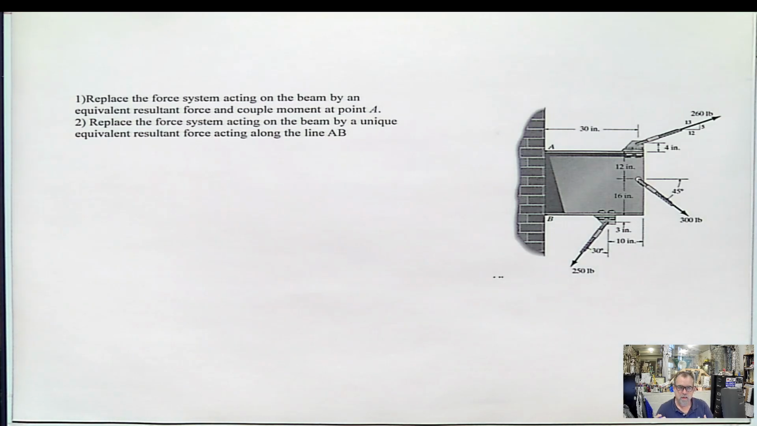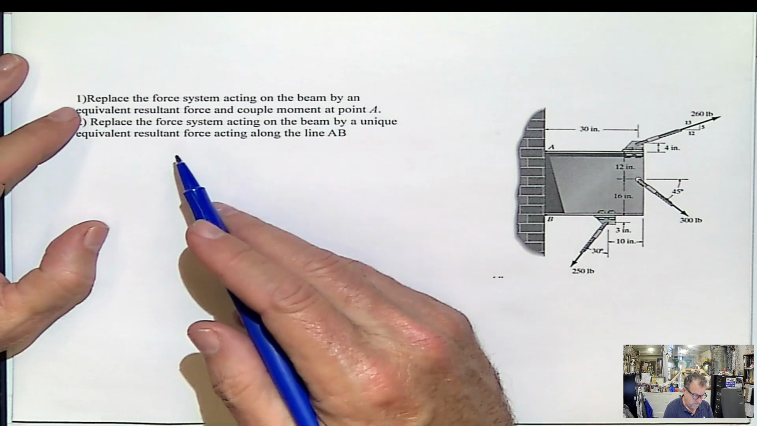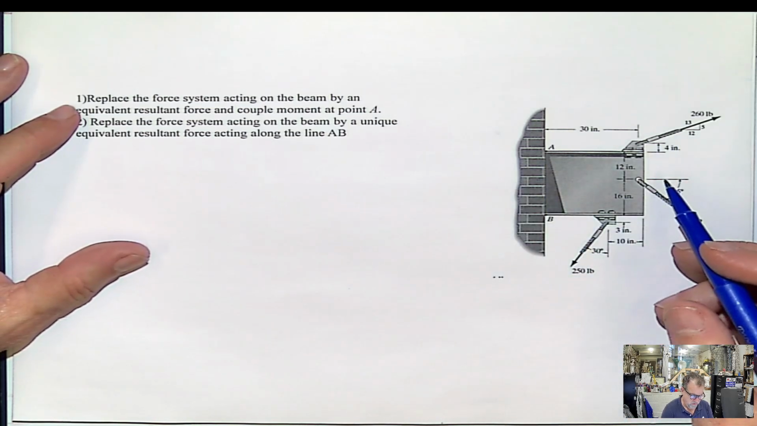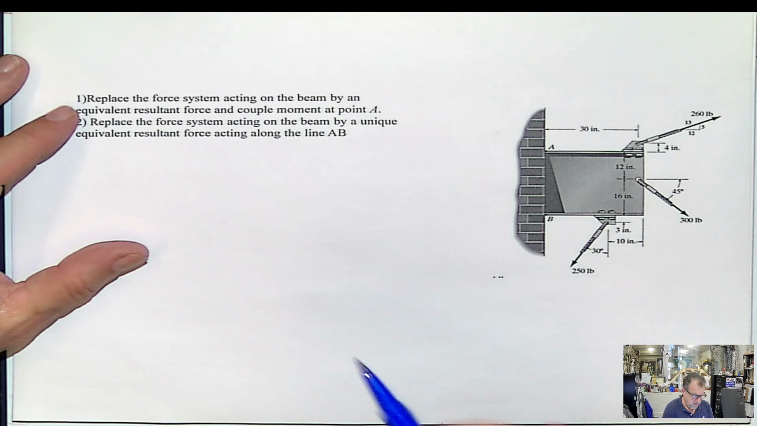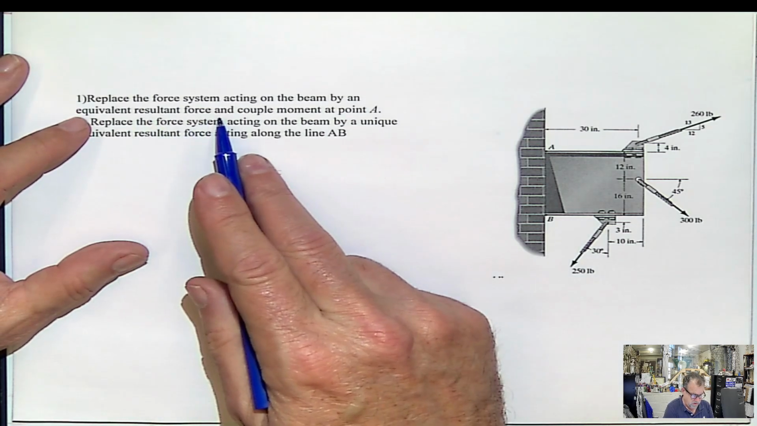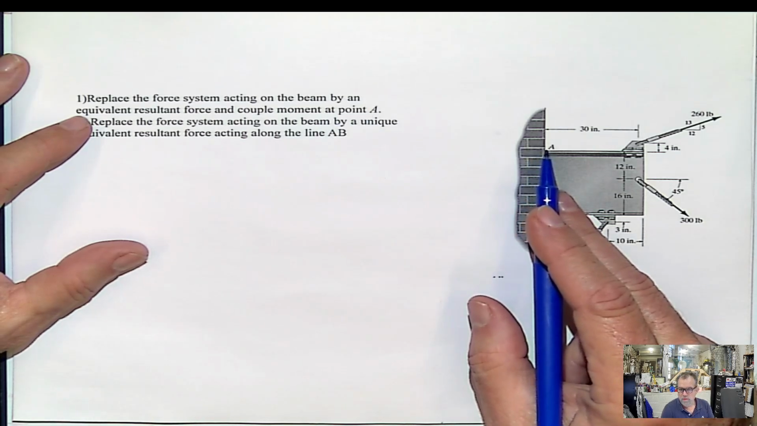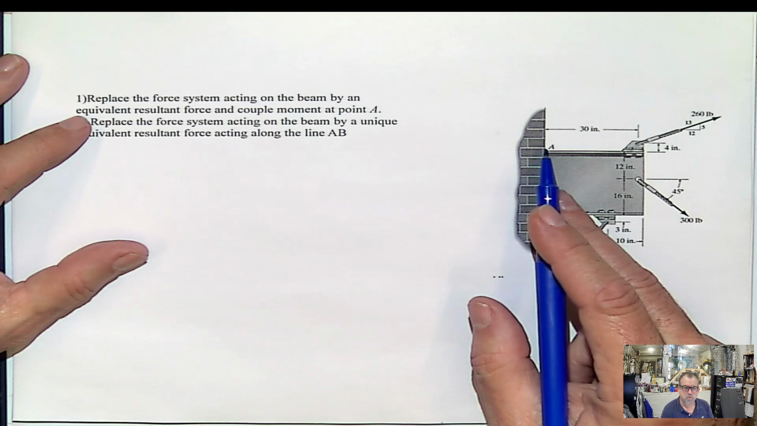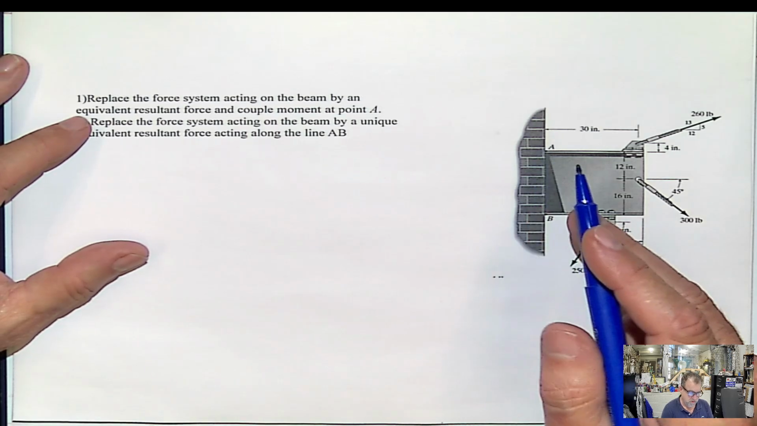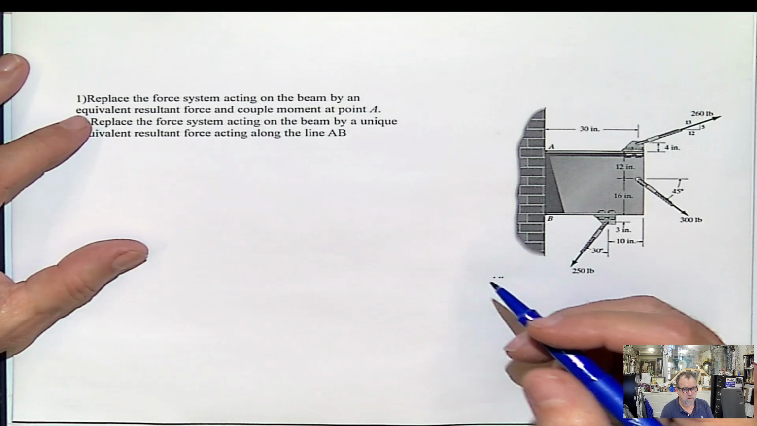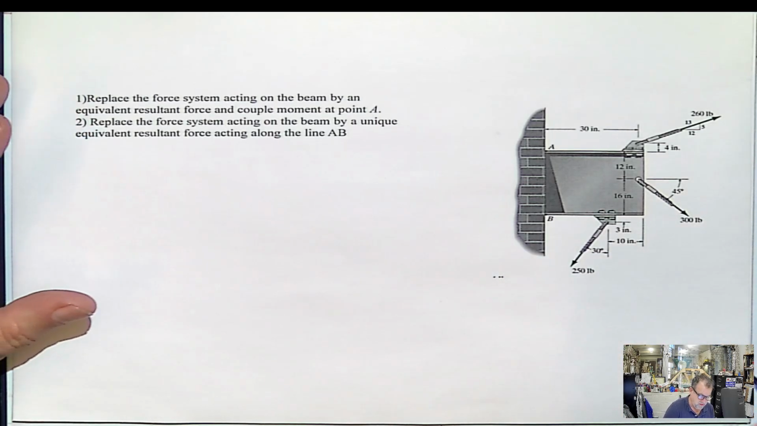Now we are doing the same type of problems that we did before, but now it's just a little twist. The problem tells you two parts. First, replace the force system, I mean all the forces, by only an equivalent resultant force and a moment at the point A. Whenever you see that, what the problem is asking you to do is just calculate the resultant force and the resultant moment at point A. Nothing else. So let's do that.